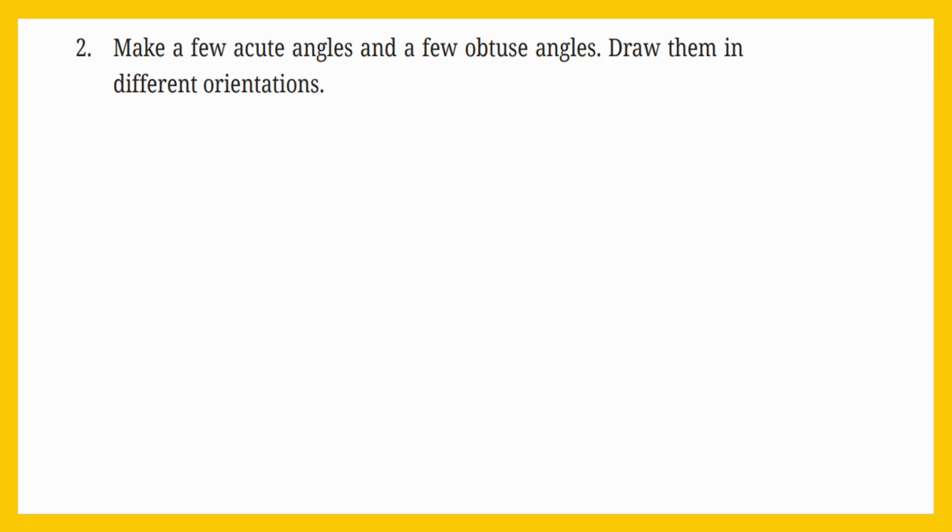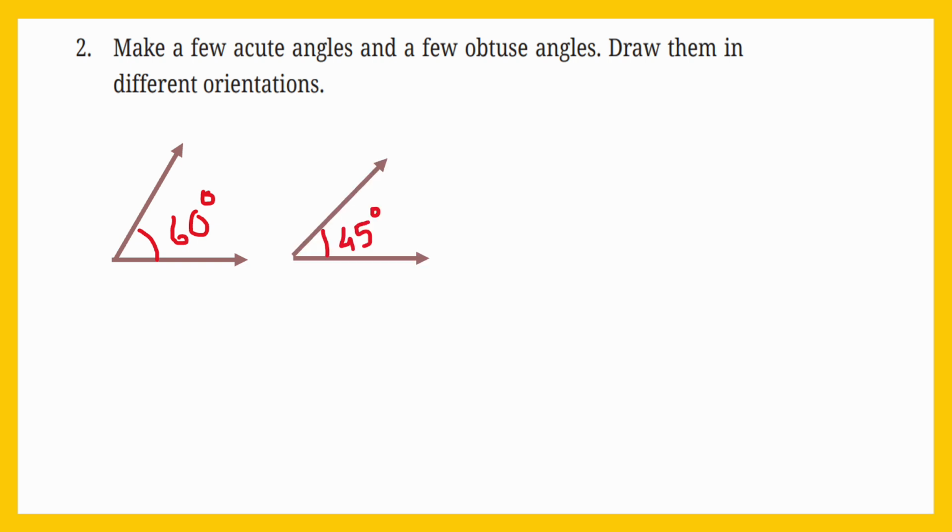Make a few acute angles and a few obtuse angles. Draw them in different orientations. You can draw your own angles. I will show you some examples. See this angle. This angle is 60 degrees. This is less than a right angle. So, this is an acute angle.